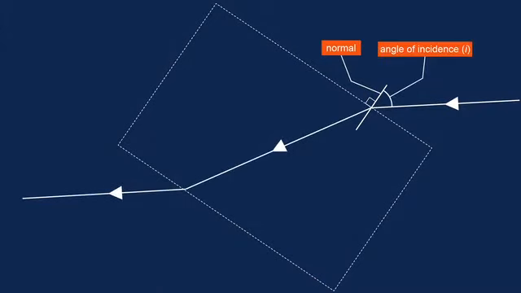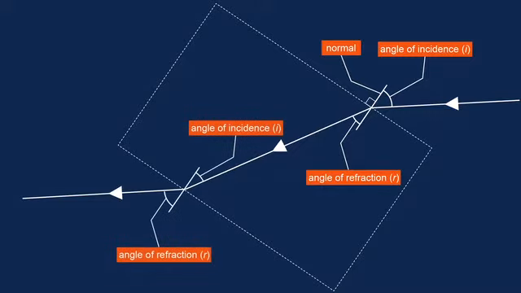The angle of incidence is identified. The angle of refraction is identified. Refraction also occurs as the ray of light leaves the block. At an angle of incidence of 0 degrees, no refraction is observed.